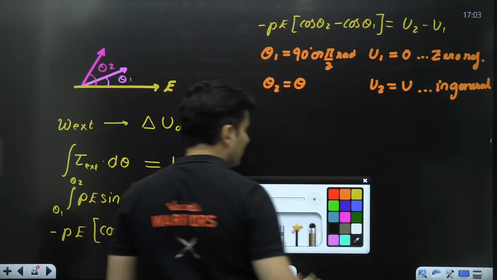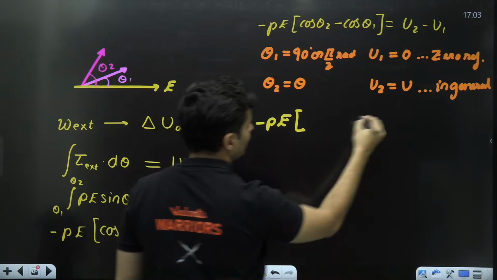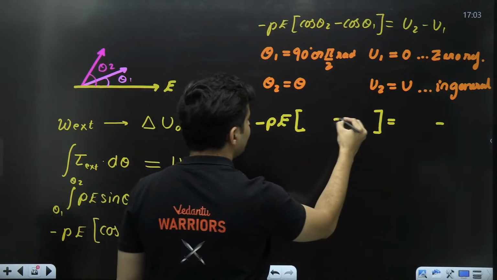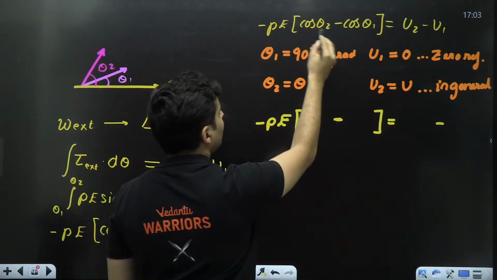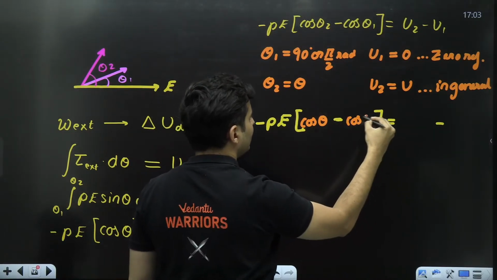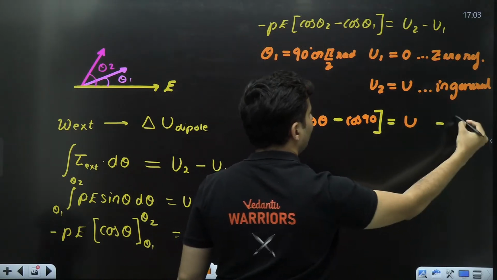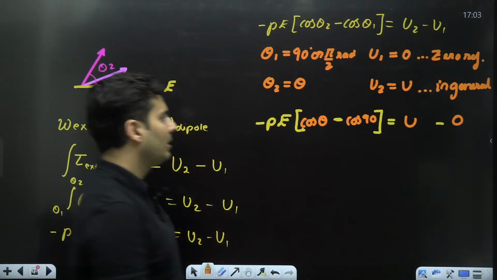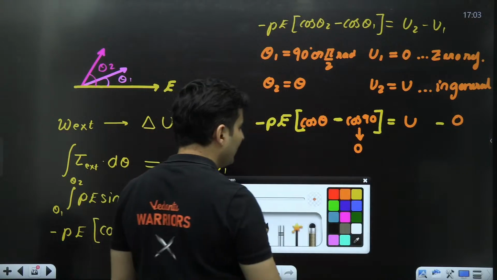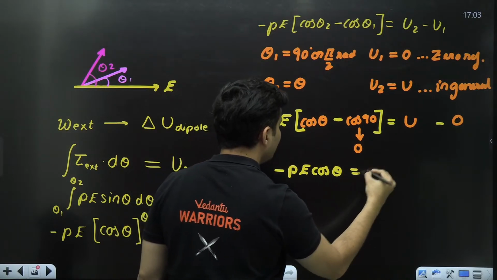So what will happen to this particular equation? Observe carefully. Minus PE is there, as it is equal to something minus something. What will you have inside over here? You will have cos theta, and here you will have cos 90. Here U2 will be U, U1 will basically be 0. But we all know cos of 90 degrees is nothing but 0. So hence I will be left with nothing but minus PE cos theta is equal to U.